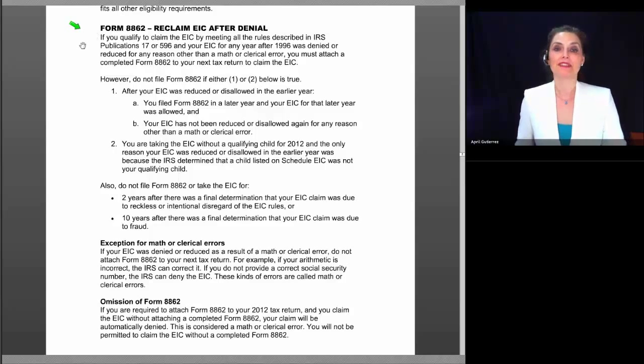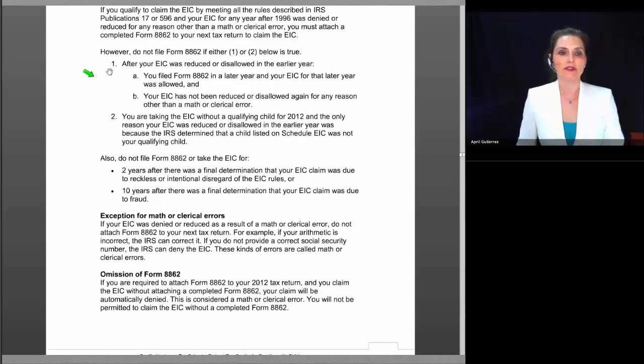And when that happens, in a future year, if you wish to qualify for earned income credit again because you believe you do qualify, the IRS will require you to attach Form 8862 for the first year that you wish to reapply and claim an earned income credit. So if you qualify to claim EIC by meeting all of the rules described in IRS Publication 596 for any year after 1996 and you were denied or your earned income credit was reduced for any reason other than a math or clerical error, you must attach a completed Form 8862 to your next tax return in order to claim the earned income credit.